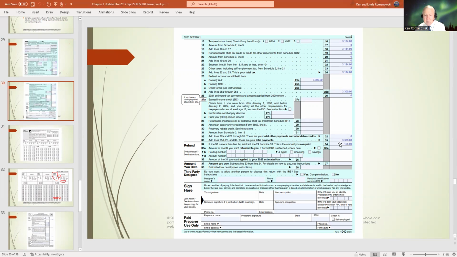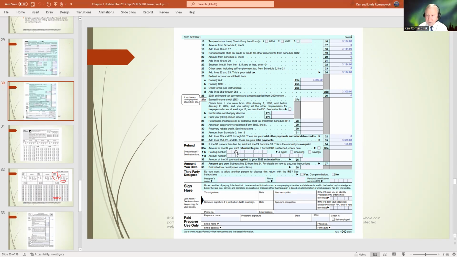Now, if he just files a paper form and mails it in, it may take 6 to 8 weeks to get his money back, and it would come in the form of a check. On the other hand, if he fills out this information that you have here, the routing number and the account number, this is information that if he has a checking account, he can have the IRS send the money directly to his checking account.